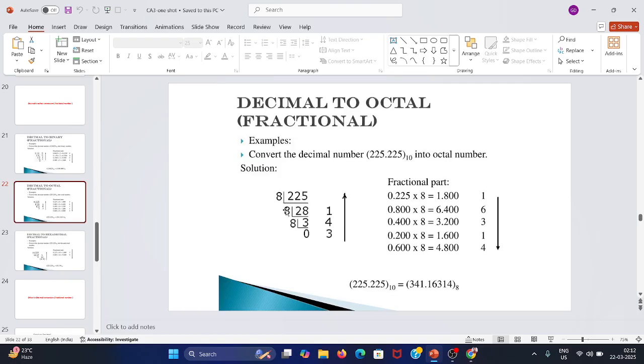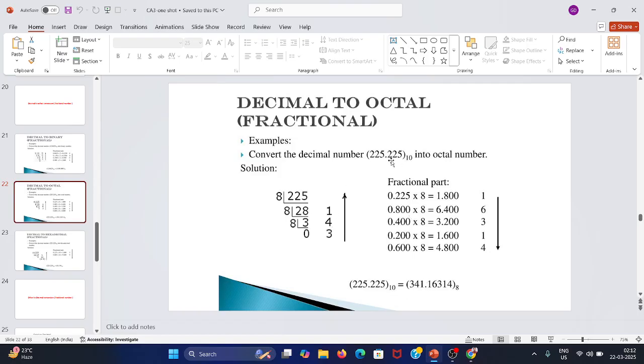After that we are again dividing by 8, so 8 times 3 is 24, so the remainder will be 4 in that case. After that, 8 times 0 is 0, because 3 is not divisible by 8, so 3 will be the remainder, and now the number becomes 0. We cannot divide 0 by 8, it will be meaningless. So 3 is the last thing. So 3 4 1, we have written 3 4 1 here.